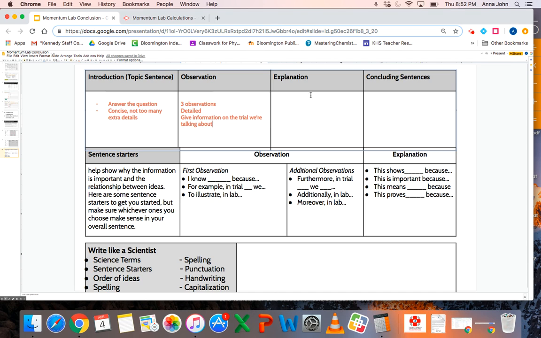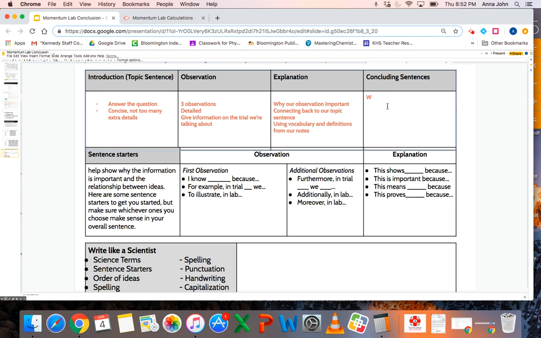Okay. So it's one thing to be able to give that information, but then we want to explain why it's important. So our key here is remembering that the explanation part tells us why our observation is important. We want to make sure that we are connecting it back to our topic sentence. And then we want to make sure that we're using vocabulary and definitions from our notes. This might be a good point to pull out your velocity notes or your momentum notes.